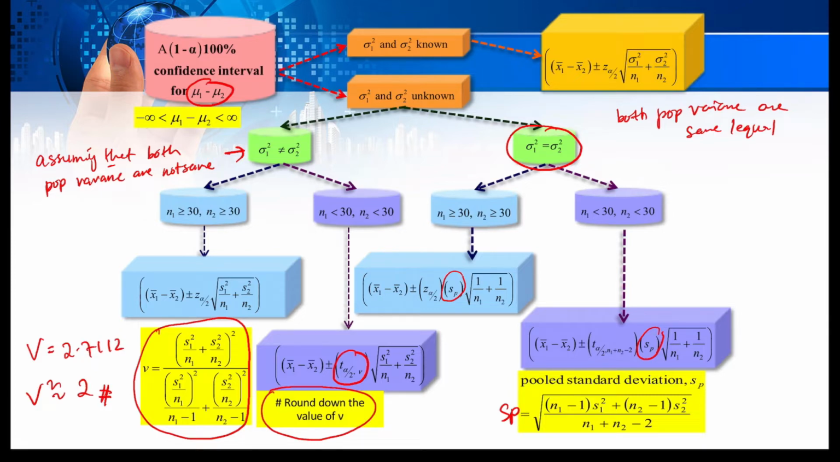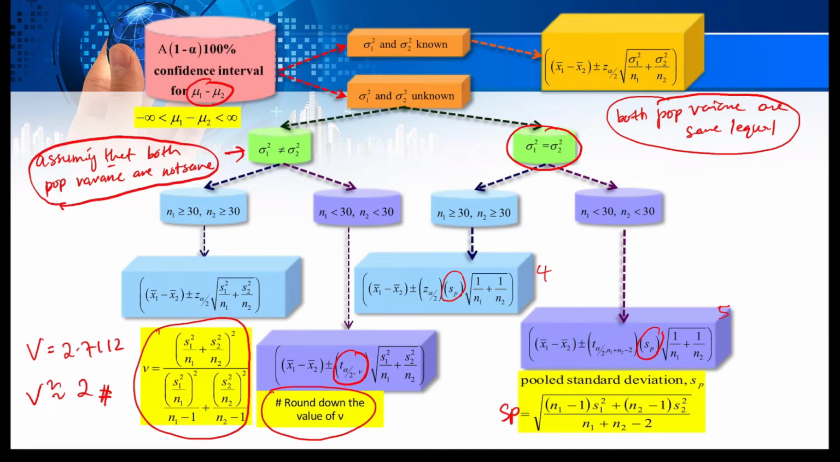So you have to look at the question very carefully to choose which formula to use to construct the confidence interval. These are the keywords. If the question states both population variances are similar, use either formula number 4 or formula number 5. If the question says assuming both population variances are not similar, not equal, or unequal, consider formula number 2 or formula number 3. If they give you sigma, you straight away use formula number 1.